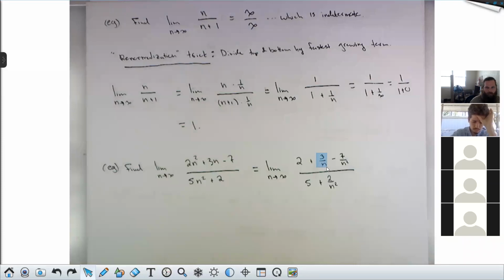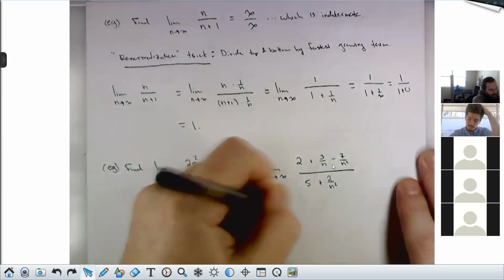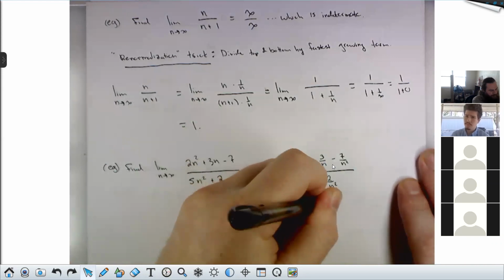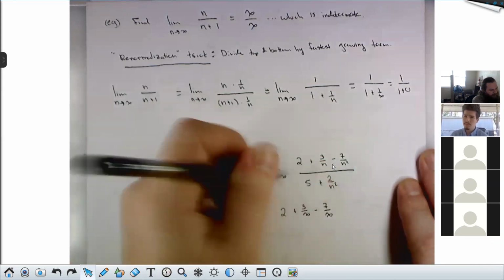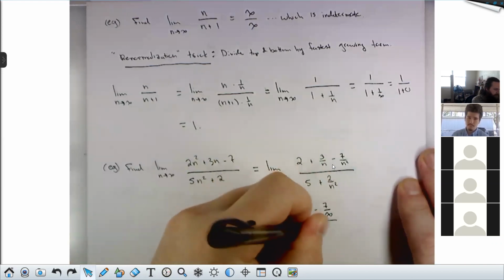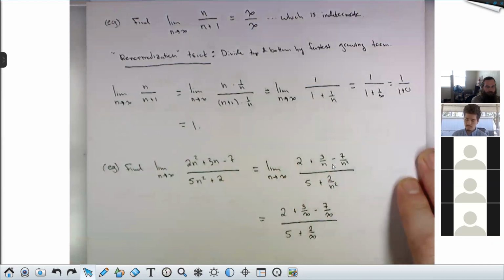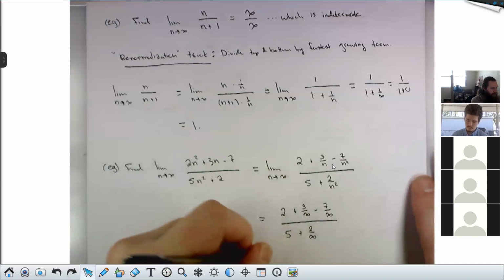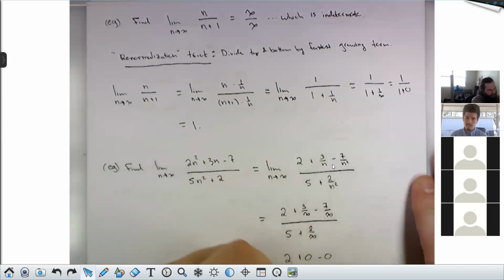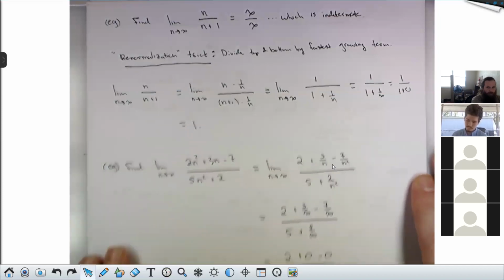Now this piece is going to go to 3 over infinity. So my next line here would look like 2 plus 3 over infinity minus 7 over infinity. Downstairs here I have 5 plus 2 over infinity. And 3 over infinity, 7 over infinity, 2 over infinity, those are all 0. So this is 2 plus 0 minus 0 over 5 plus 0, or just 2/5.